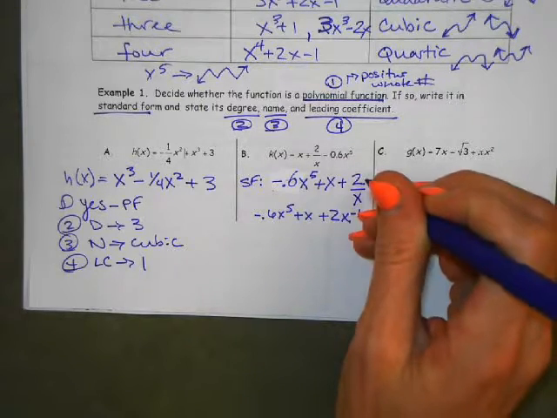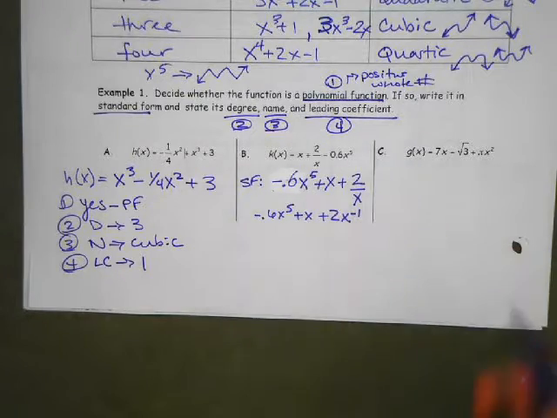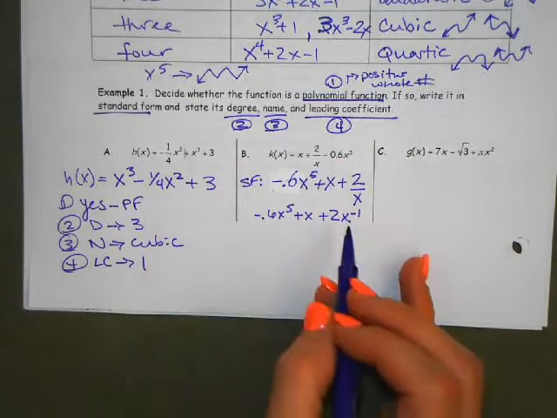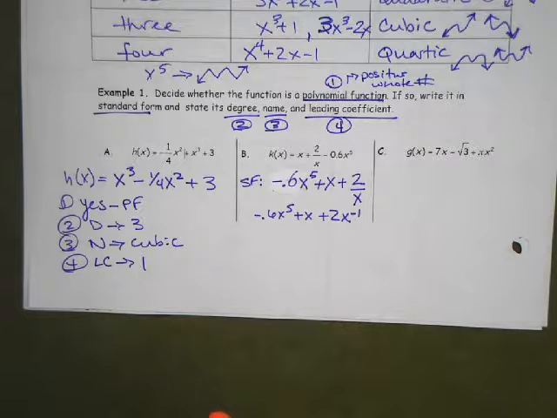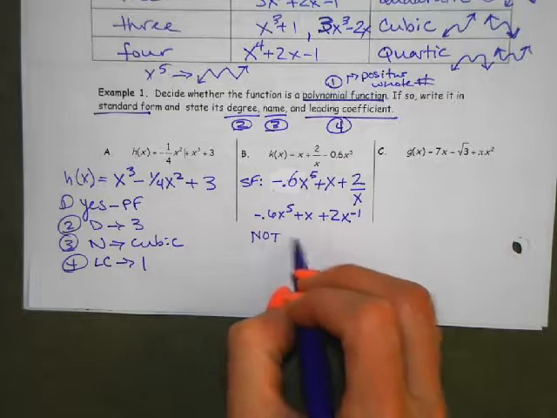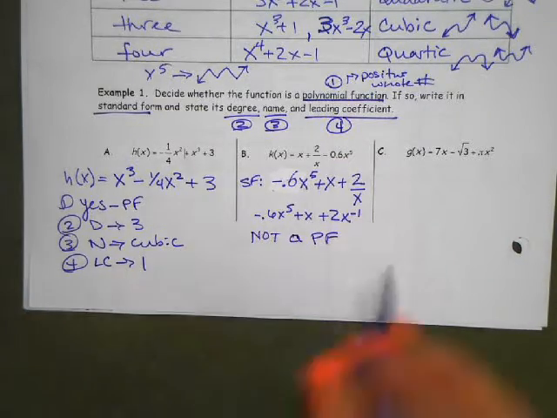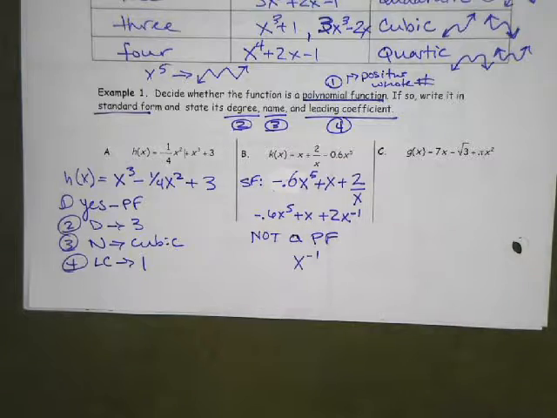Okay, so to get that up, I got to flip it. So I flip it to the top, and then I have to change the sign. And there's a 1 right there, so it becomes negative 1. So are they all positive whole numbers now? No, they're not. That is a negative. So this is not a polynomial function, because the exponent on x is negative 1. Okay?